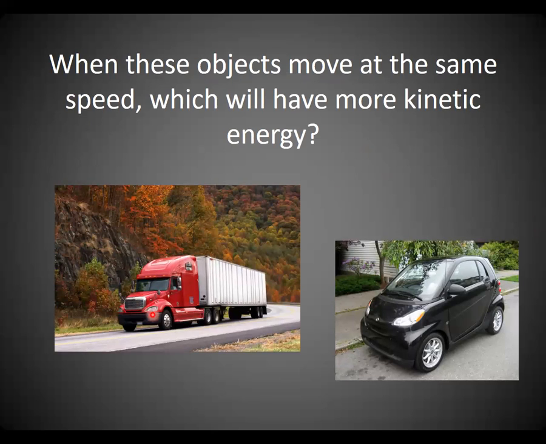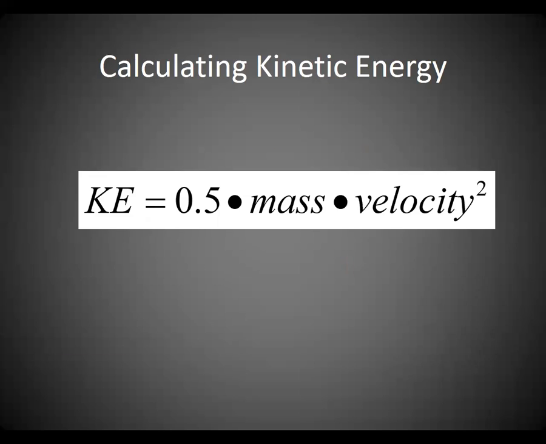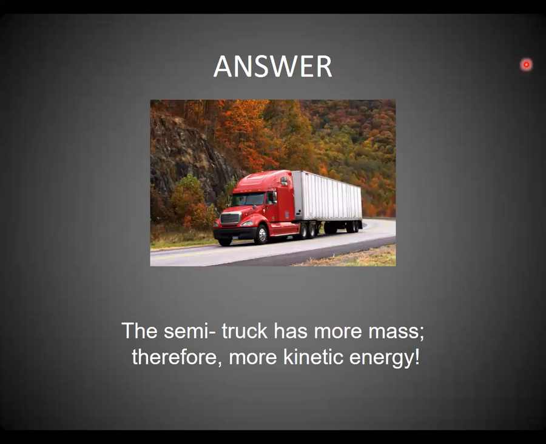All right, so if we had a tractor trailer and a little smart car and they were traveling at the same speed, which one of these has more kinetic energy? Well, if you answered the semi-truck, you are correct. Because why? Well, if they're traveling at the same speed, the semi has more mass. Therefore, it took more energy to speed up, more kinetic energy.